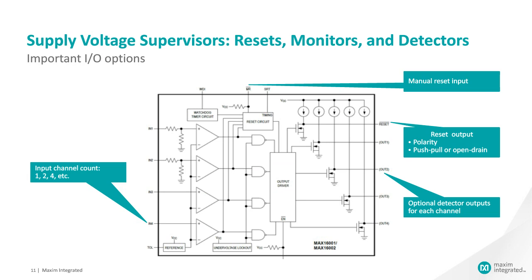We also consider the manual reset input. This allows a reset to be initiated by either a push button or by a system logic signal. Reset output configuration should also be considered. Often, open drain, active low is the most popular reset output, but systems have different requirements. So many supervisors are available with push-pull and or active high output options as well. The next spec we should consider is the input channel count. Some systems require monitoring of multiple power supply voltages. So the supervisor needs to have enough input channels to accommodate this requirement.